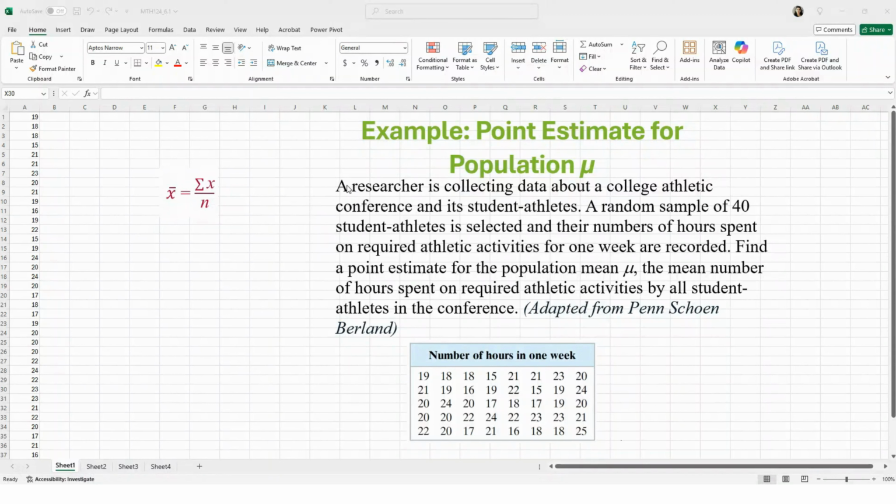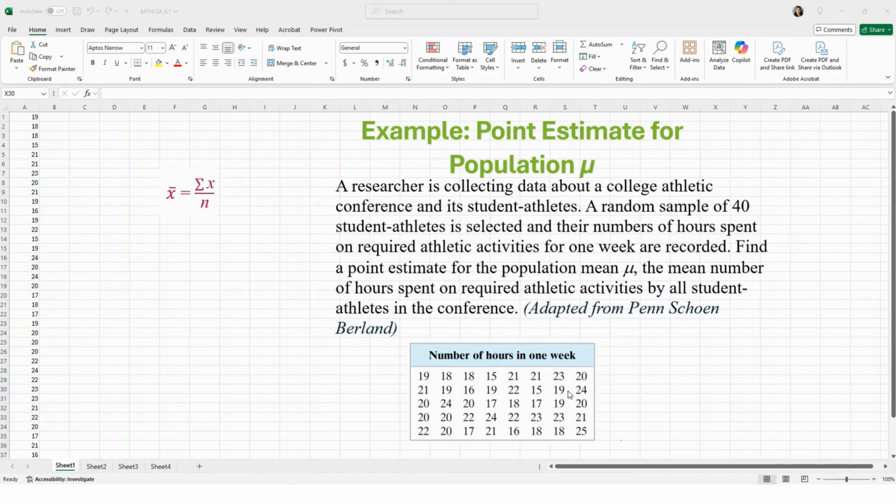Next, I will use this example in order to find the confidence interval. First, we have to find the point estimate for the population mean mu. We can find it directly using x bar equals sum of x divided by n.